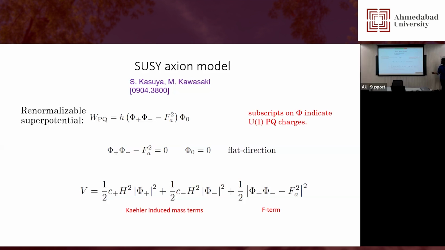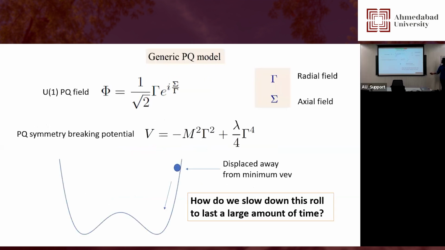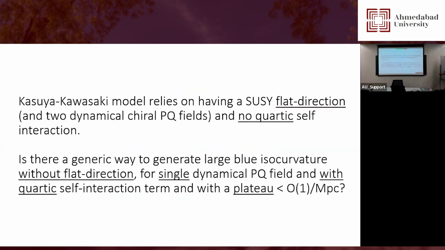But the downside of it is you get rid of the quartic term. There is no quartic term in this. On the other hand, most generic PQ models actually have this lambda phi to the fourth potential term. So our question was, is there a way to generate this without having a flat direction and just with a single field instead of two fields? Can I do this with just a single field with a large displacement and with a quartic self-interaction term? And so this was kind of a motivation for us.